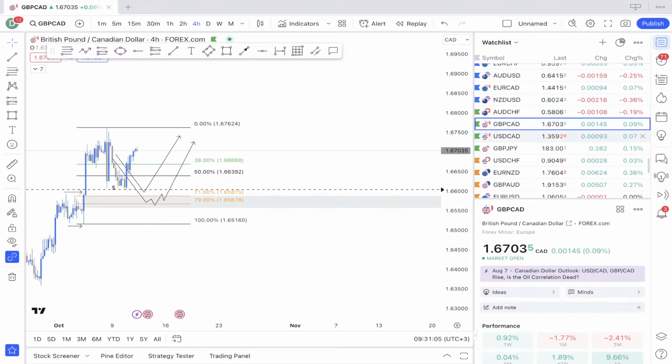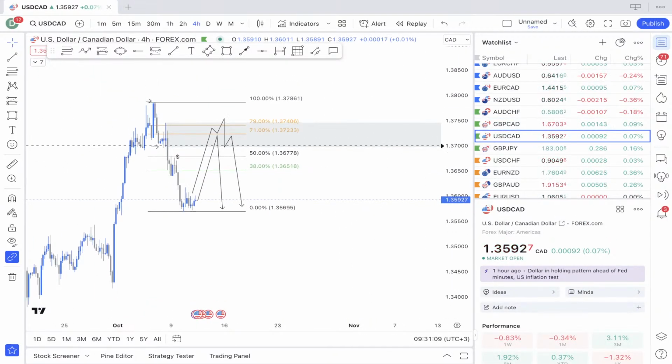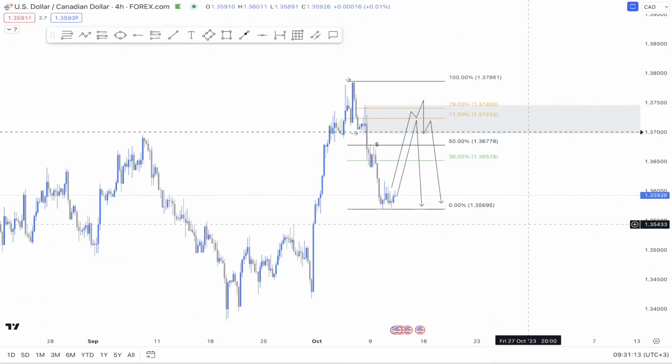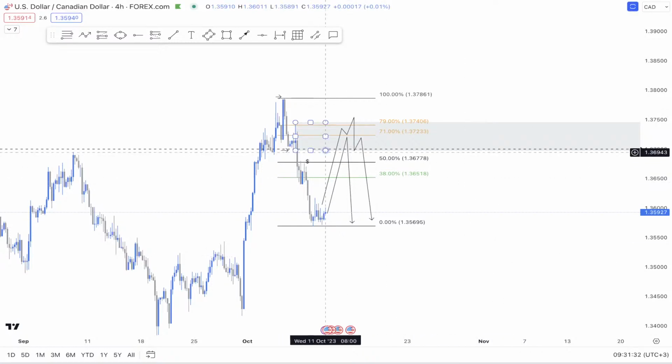Next up, we have USD CAD, and of course, these are the filtered setups, because before I went live, as I always mention, I go through all the currency pairs and see which pairs present a potential setup and which don't, because there's no point for us to discuss a pair that's just consolidating in an ugly range. There's no point for us to waste any time on pairs like that. Okay, so next up, USD CAD.